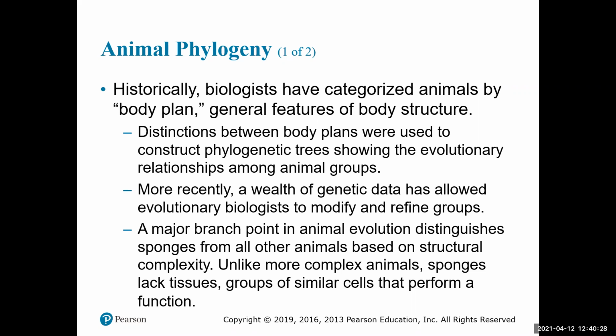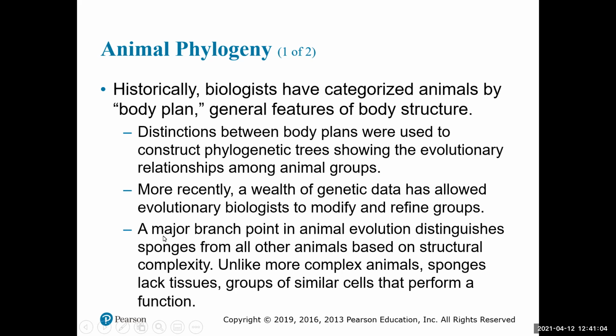With the development of genetic data and the ability to sequence the genomes of animals a lot more efficiently, it has allowed us to refine our evolutionary trees and relationships of animals that were based on those body plans. And so now we have these evolutionary histories that go off of body plans and off of genetic data, right? So we can refine those older trees with our newer data.